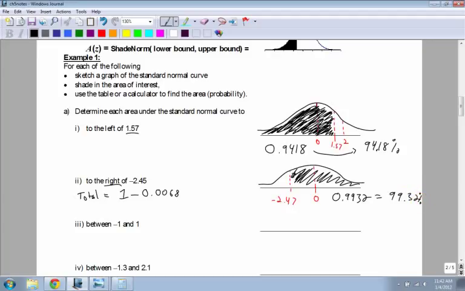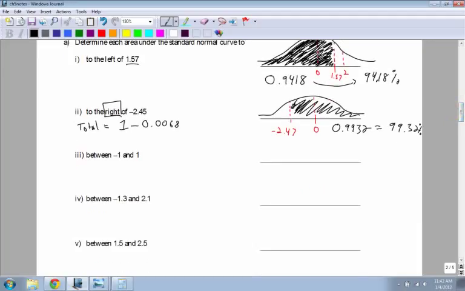Okay? So when you're dealing with to the right, you're going to have to take the total, which is 1, and subtract off the area which you found in your Z tables. Start off with 1, subtract off the area that you found on the Z tables because we're looking to the right.